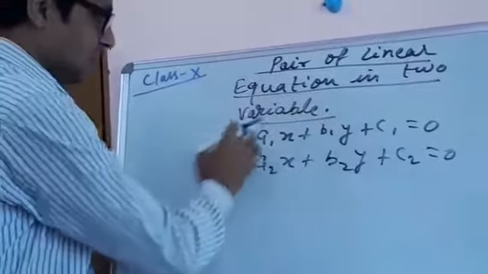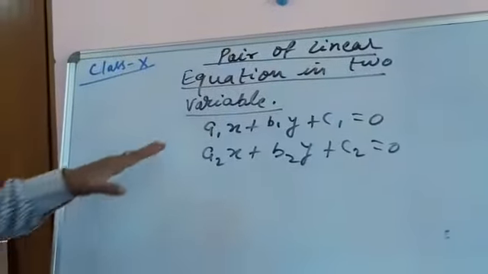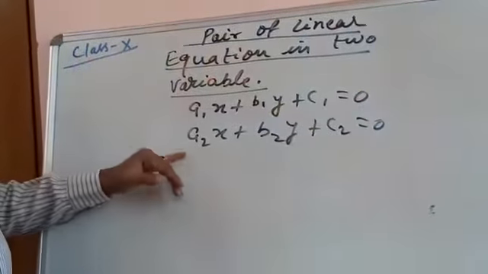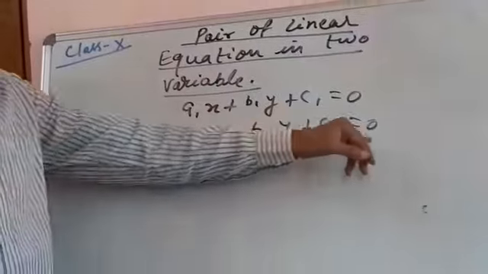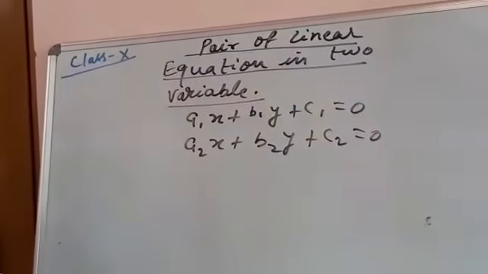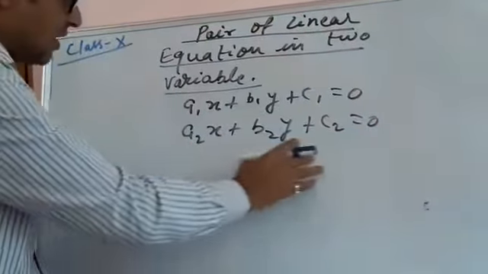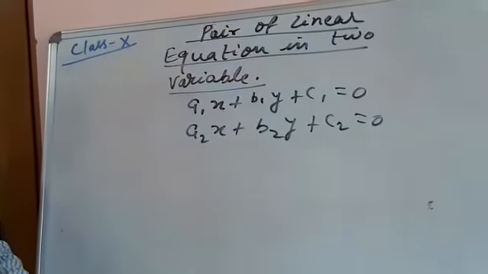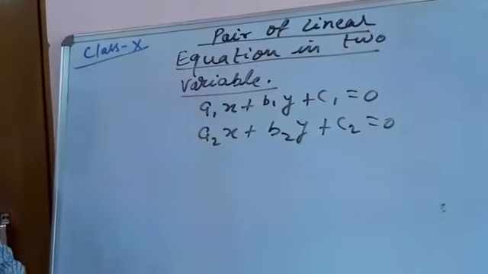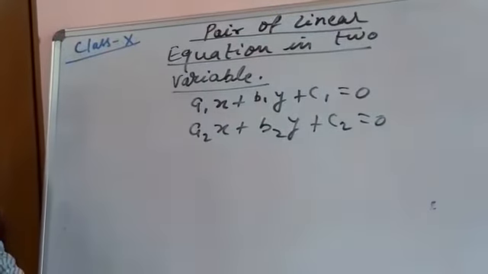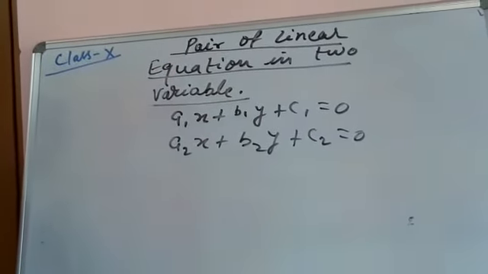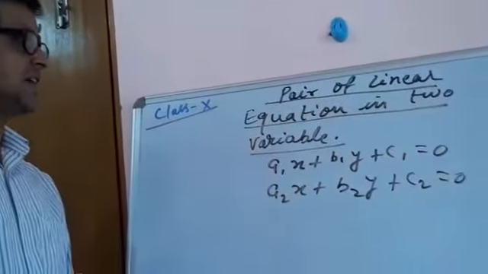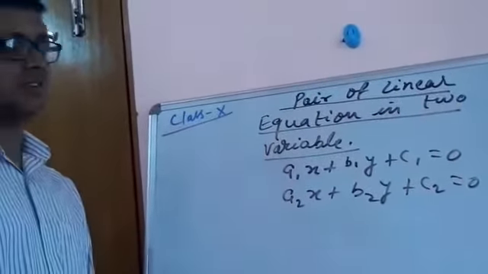This is called the general form of a pair of linear equations in two variables: a1x plus b1y plus c1 is equal to 0, a2x plus b2y plus c2 is equal to 0. So this is called the algebraic situation. Here it is now very important to deal with the questions given in the exercises. Already all the important concepts were given in the last videos.